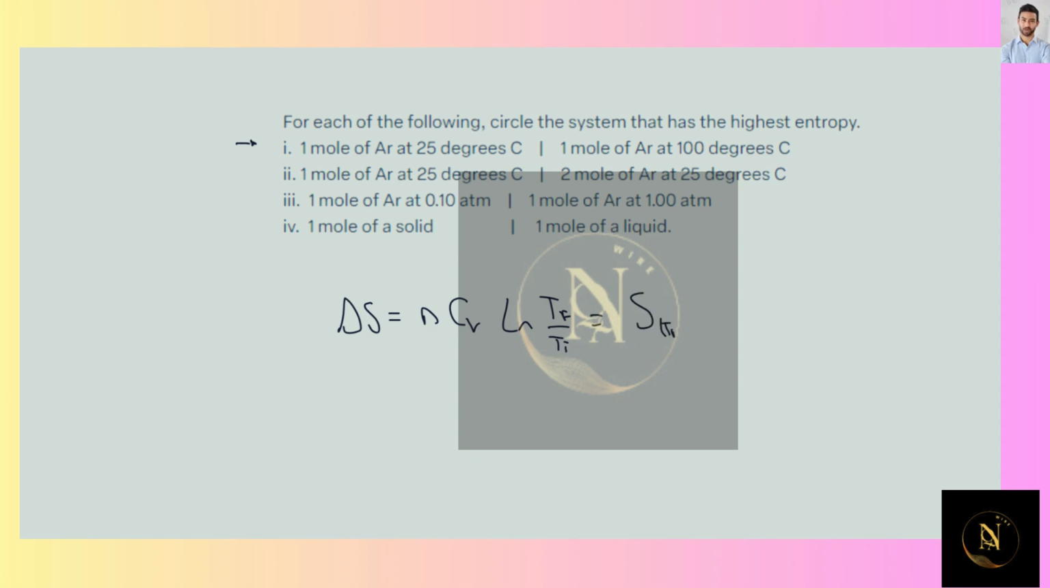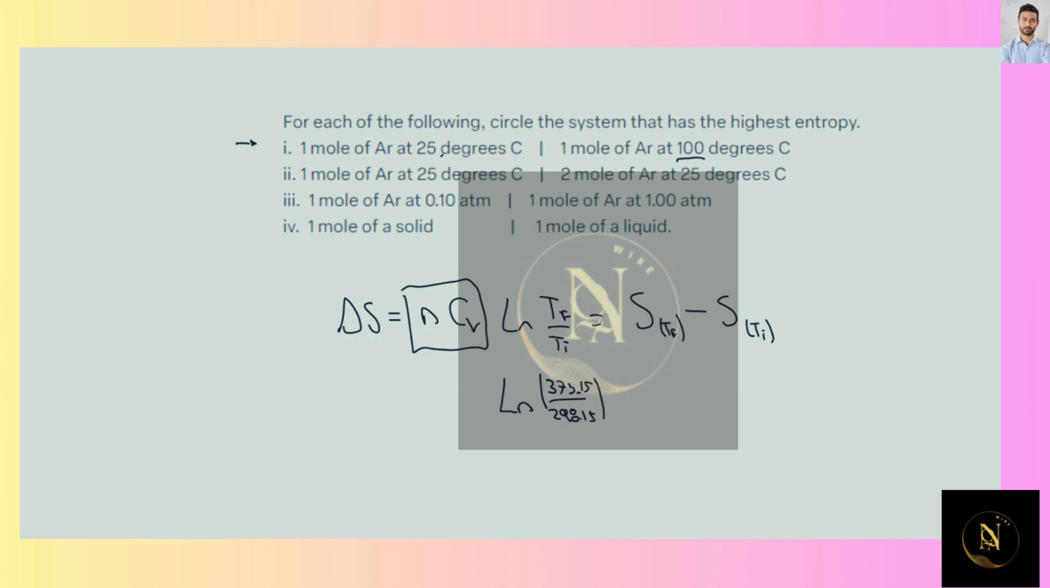at final temperature would be higher than the entropy at a lower temperature. So in this case, it really doesn't matter the value for nCv, but what matters is going to be the logarithm of final temperature over initial temperature. So this would be logarithm of 100 degrees in Kelvin, 373.15, over 25 degrees, 298.15.